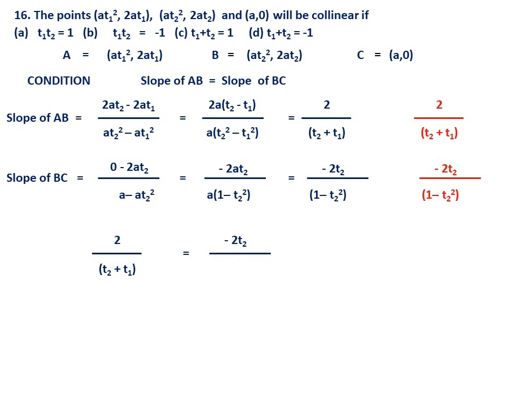Therefore what you have to do is equate them. So 2 by t2 plus t1 equal to minus 2t2 by 1 minus t2 square. Of course 2 and 2 can be cancelled. Then cross multiply. So when you cross multiply, 1 minus t2 square will be equal to minus t2 into t2 plus t1. Simplify this one. Once again t2 square on the right side and t2 square on the left side cancel. Therefore what remains is t1 t2 equal to minus 1. So very clearly the option is B.